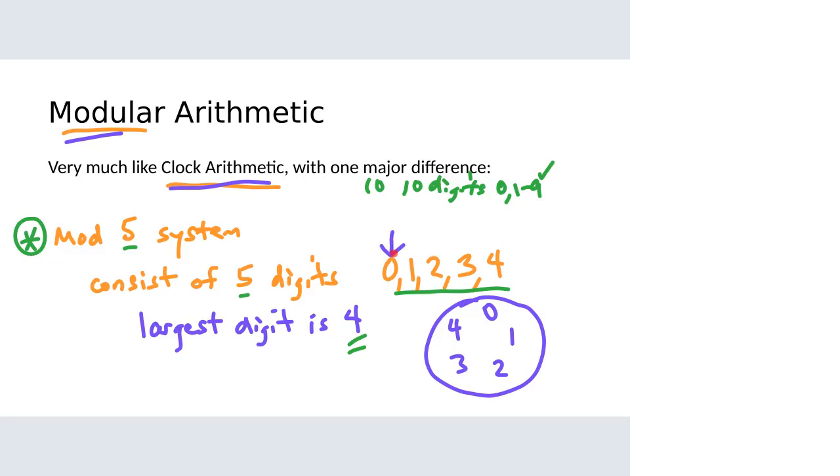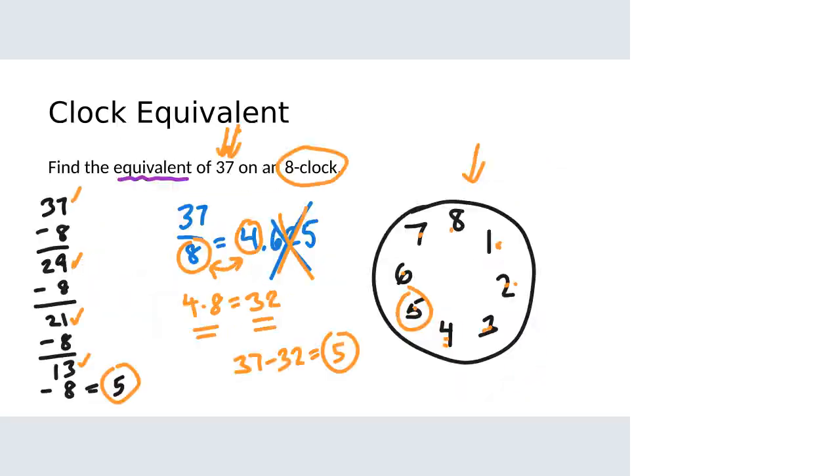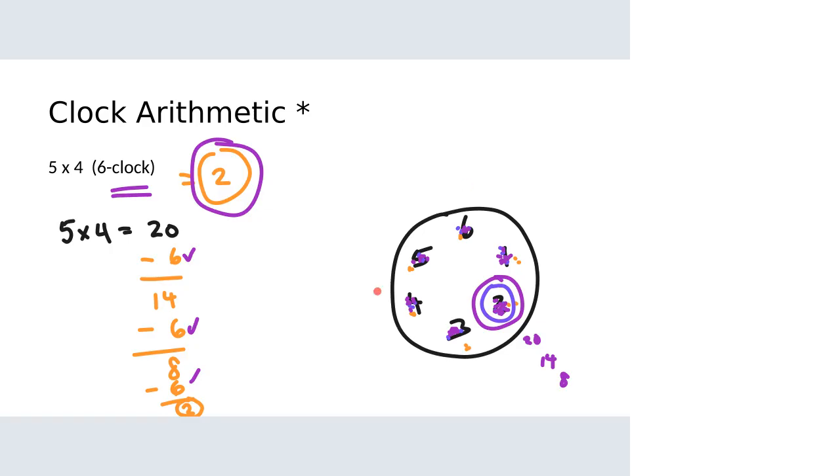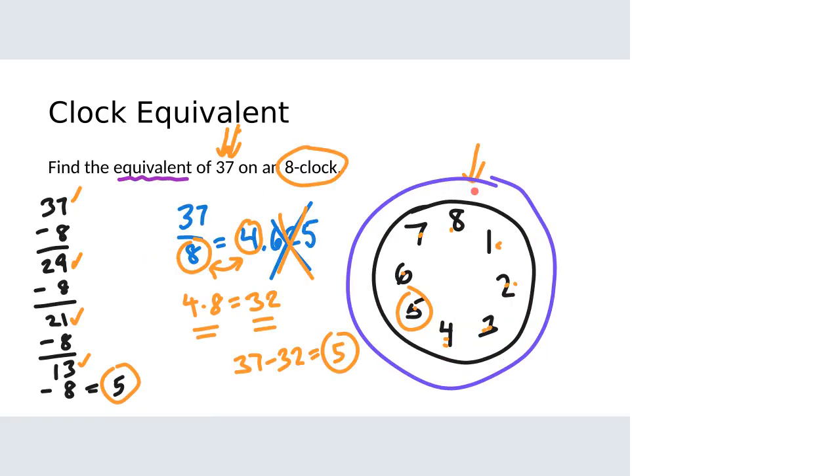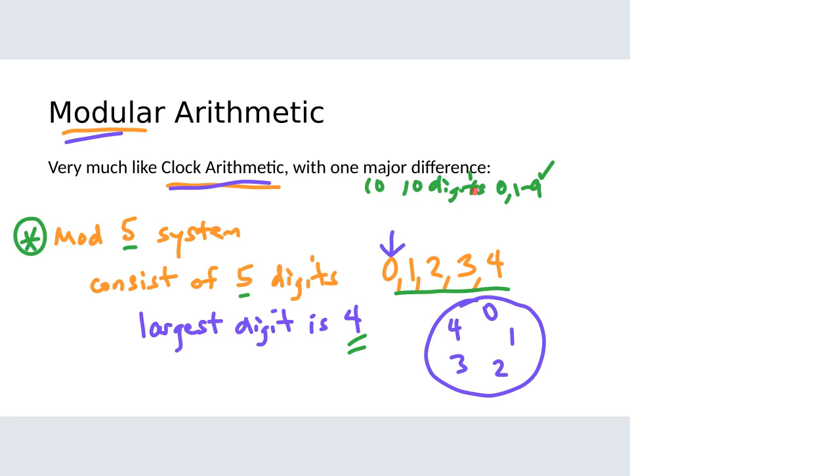That's right. That's right, Joanne. Clock arithmetic doesn't have a 0. There's no zeros on the clocks. If we go back and look at the problems we did, when we did an 8 clock, there's no 0, just 1 through 8. And when we did a 6 clock, there's no 0, just 1 through 6. And so now that we're in the mod system, we do have 0.